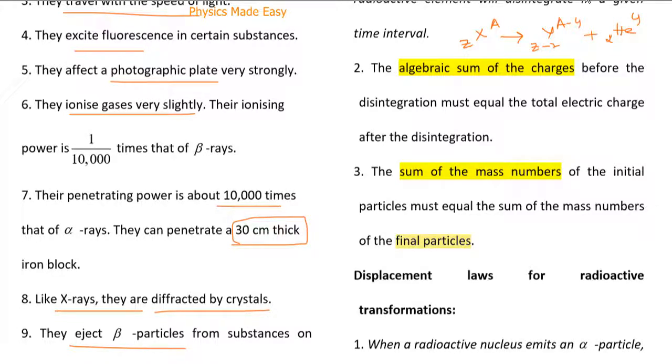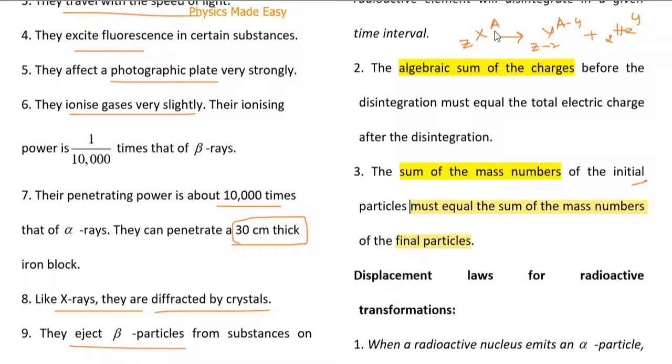Now Z minus 2 plus 2 will become Z on the right side and Z on the left side. A is equal to A minus 4 plus 4. It will be A on the right hand side and A on the left hand side. The sum of the mass numbers of initial particles must be equal to the sum of the mass numbers of final particles. So these two facts are clear.